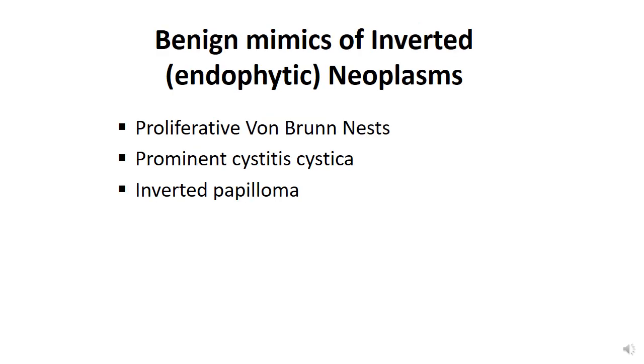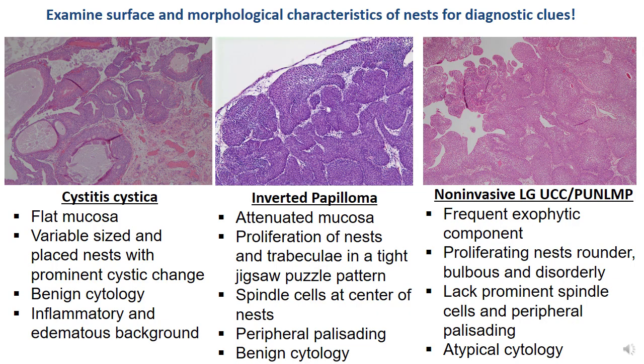Here are three important benign mimics of inverted neoplasms to keep in mind: proliferative von Brunn's nest, prominent cystitis cystica, and then inverted papilloma. This is kind of a neoplasm, but I have included this in the benign mimics because, to some extent, it is really a benign process. So here is a side-by-side comparison of these three endophytic processes. All three are non-invasive processes. So let's try to understand them.